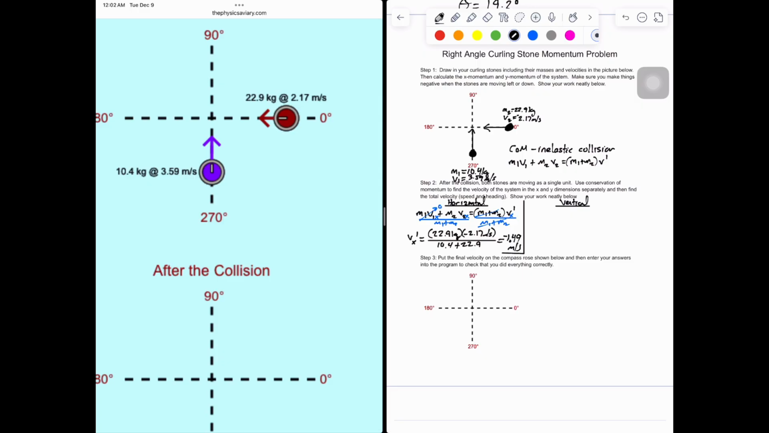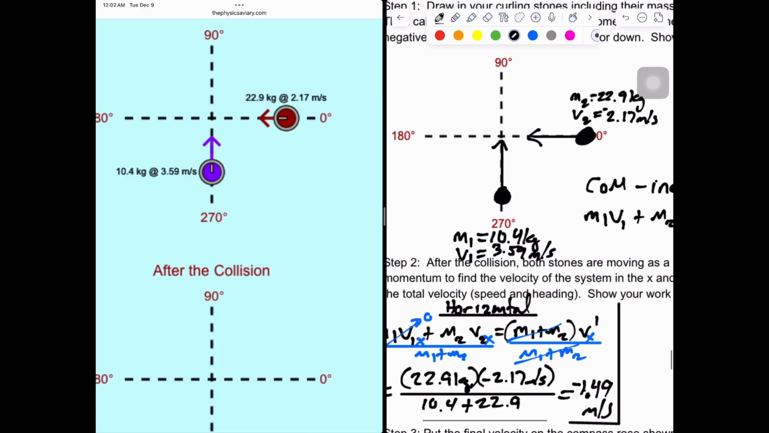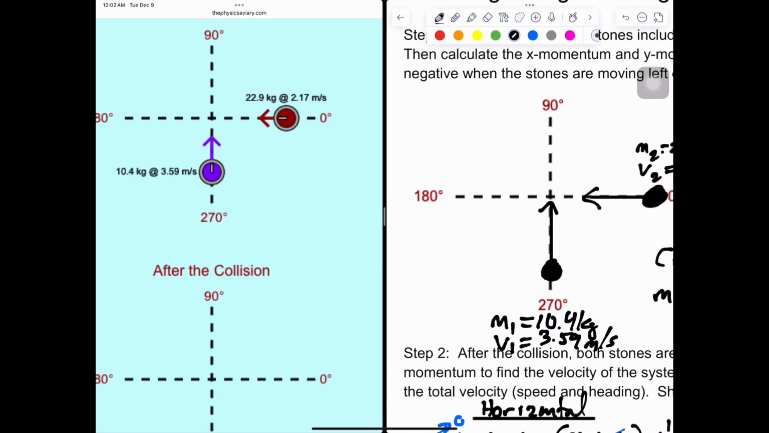Now my vertical final velocity. If I have these two objects that are going in this direction, doesn't it make sense that when they stick together, they're going to kind of go off somewhere in this quadrant right here? Well, we're going to figure that out, and we're going to figure out the angle to which it goes, which is going to be that angle above the horizontal.